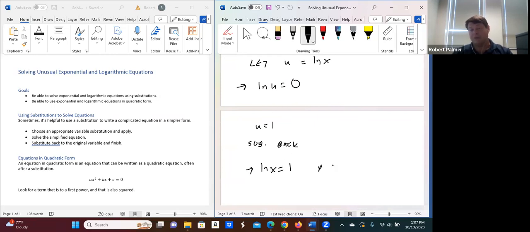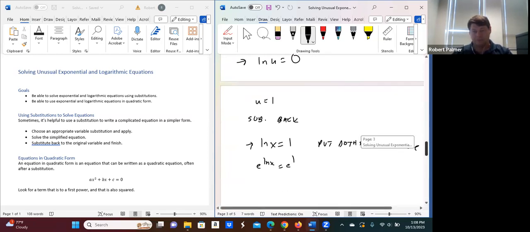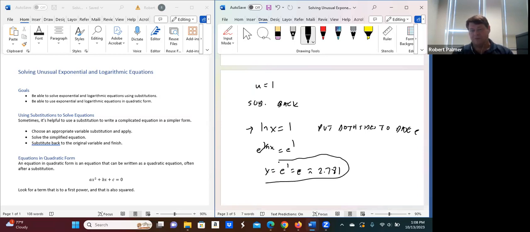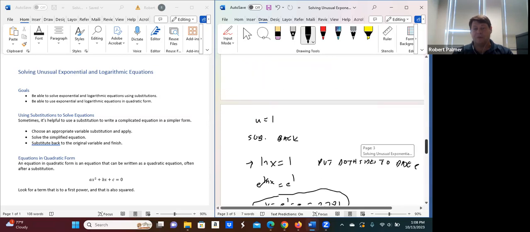So this is where I actually want to put both sides to base e. So you have e to the natural log of x is equal to e to the 1. Of course, e and natural log, remember natural log is log base e, these cancel out. Then I have x is equal to e to the first, which is just e, which is approximately 2.718. Okay, and that's our solution. Like I said, that one didn't really fit the quadratic form. I thought it was useful to look at that one.